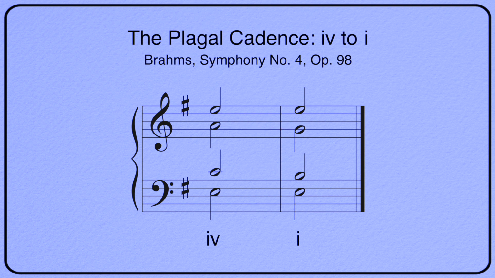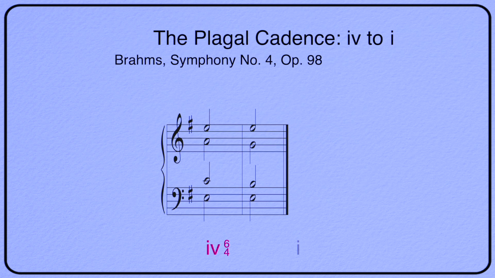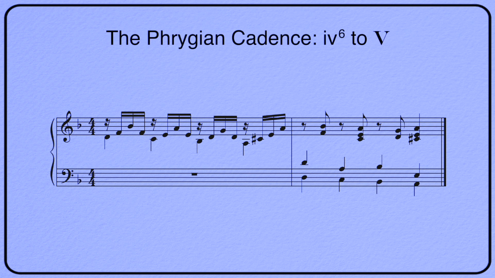Now we get the 4 chord in second inversion, 4-6-4. There's one more type of cadence for which the 4 chord is famous. It's something you typically see in minor keys, and it's called the Phrygian cadence. J.S. Bach loved this one.